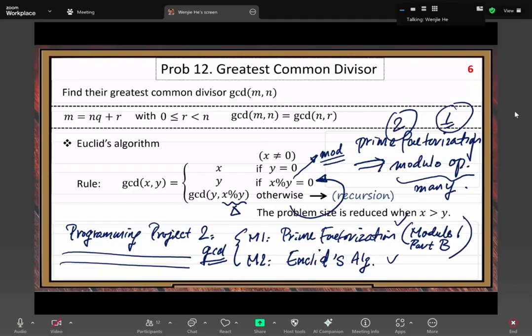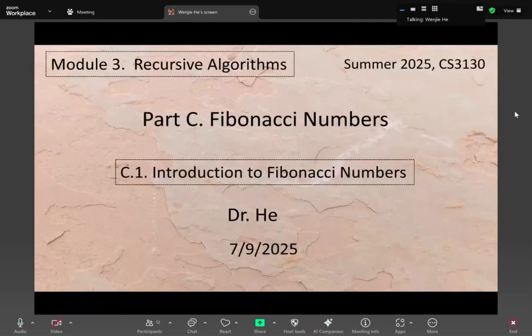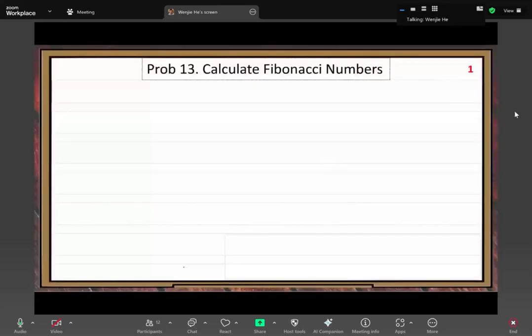Next, we move to our Part C, Fibonacci numbers. C.1, Introduction to Fibonacci numbers. In this topic, we have another interesting idea regarding algorithms we can learn. Let me explain. The question is very simple. I think most of you have heard of the famous Fibonacci numbers. The definition is based on a recursion formula, a very simple recursion formula.